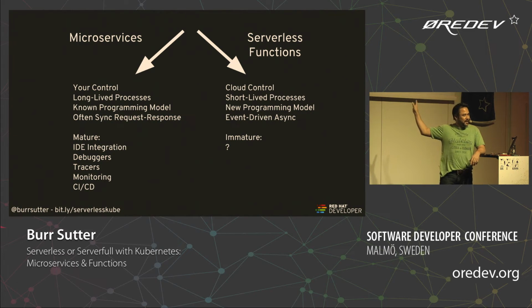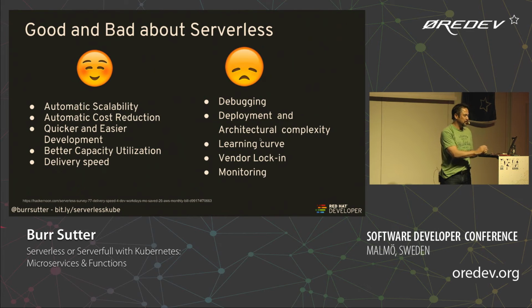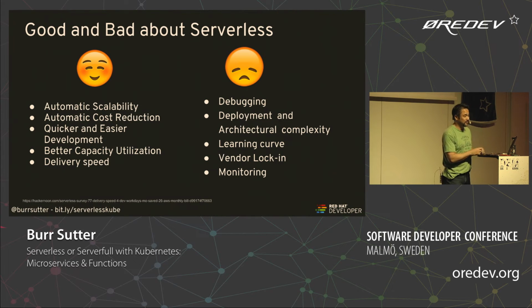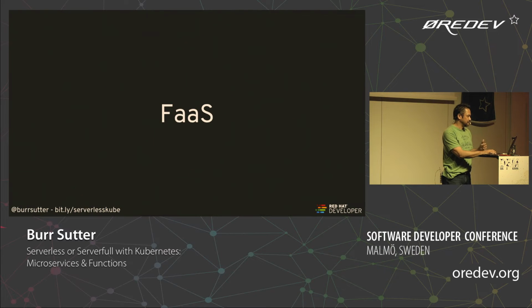Another thing to think about, too, is this is not a mature environment over here. We haven't figured out all the debugging techniques, all the tracing and monitoring techniques like you have in a traditional microservice architecture. Okay? So there's some goods and bads, right? The good news is you get some automatic scalability, you get some focus on cost reduction, you're only paying for resources that you're using right then, like CPU and memory as an example. You have better capacity utilization. You can also write the code faster because it's smaller. That's kind of cool. But debugging, deploying, some of that architectural complexity is a problem. There is a vendor learning curve and vendor lock-in.